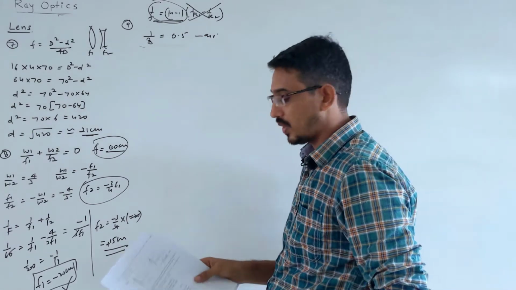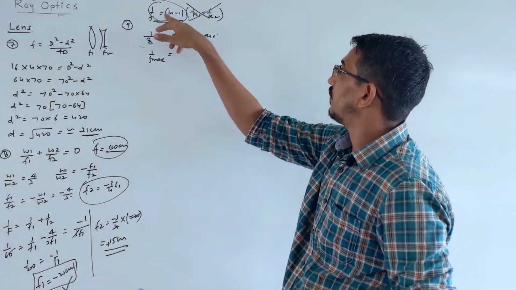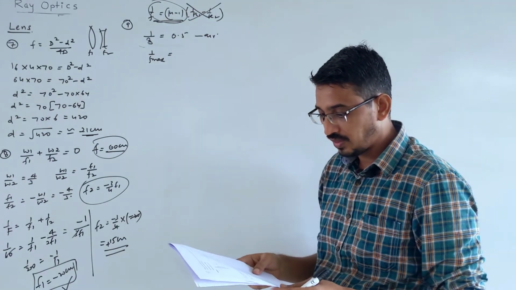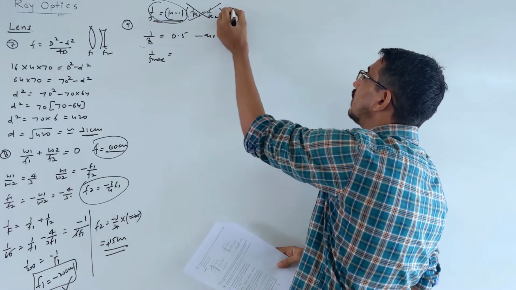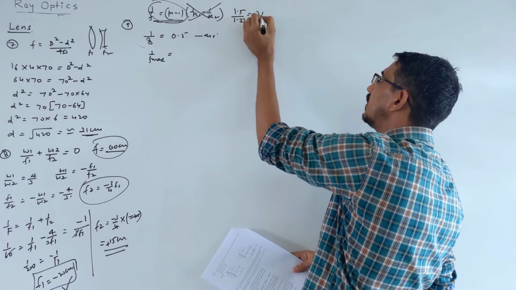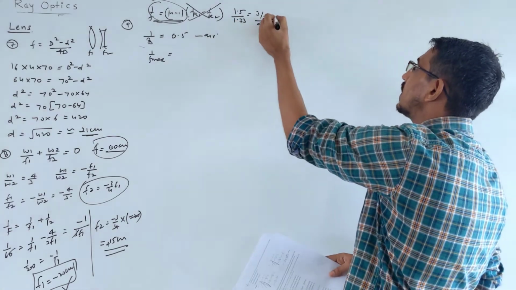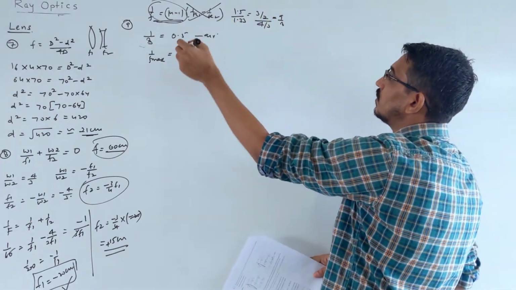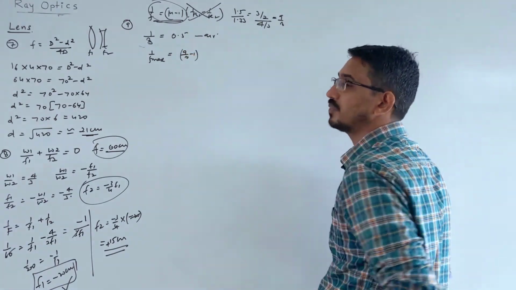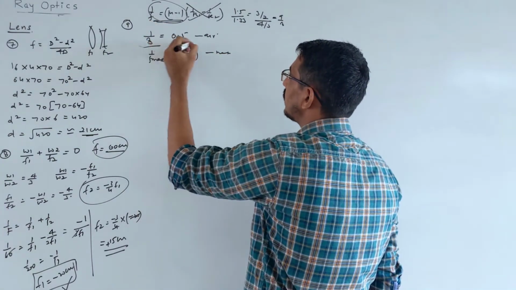Let's write for the medium. 1 by focal length in medium, which they are asking, is equal to refractive index of the lens by medium minus 1. Lens is given 1.5, medium is given 1.33. Actually 1.5 you can write as 3 by 2 and 1.33 as 4 by 3, so it becomes 9 by 8. So 9 by 8 minus 1. This is the equation for the medium. Now divide these two equations.